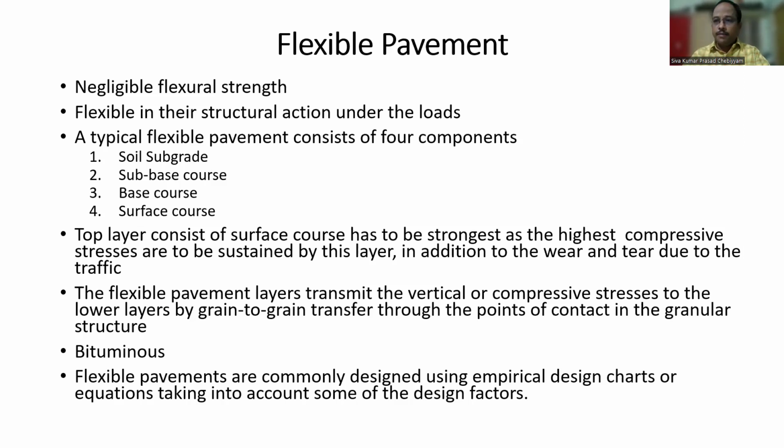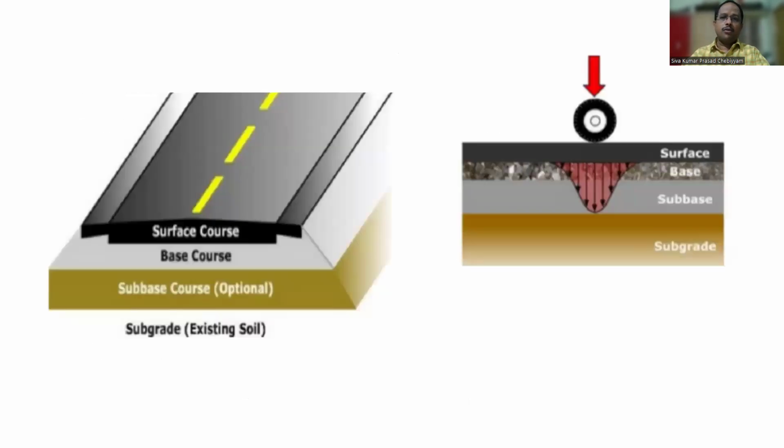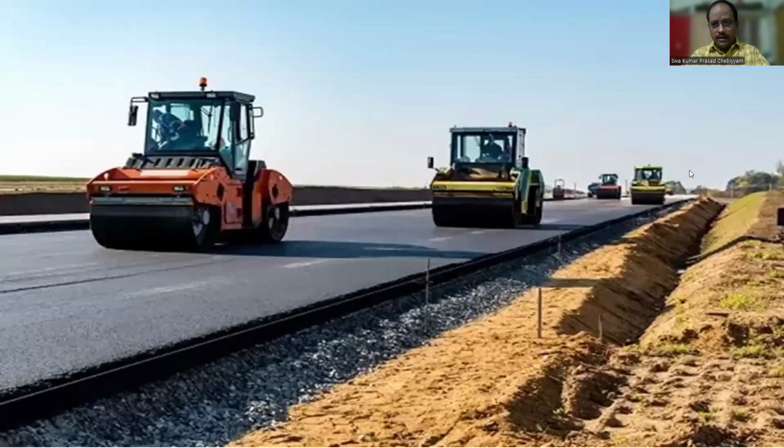Now, coming to the design principles, there are some empirical approaches and charts which are very handy in designing flexible pavements, such as one popular method, the CBR method, California Bearing Ratio method, and the group index method. This diagram is showing the laying of a flexible pavement. This black colored material, popularly known as road tar, is nothing but bitumen. Technically, it is bitumen.